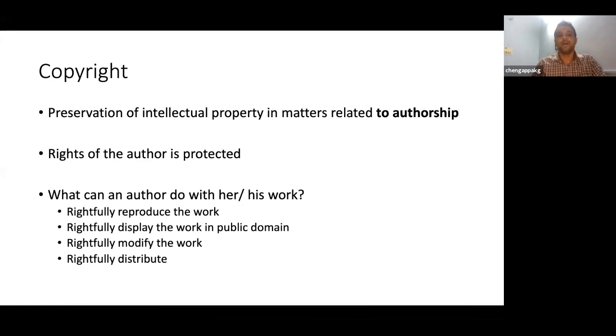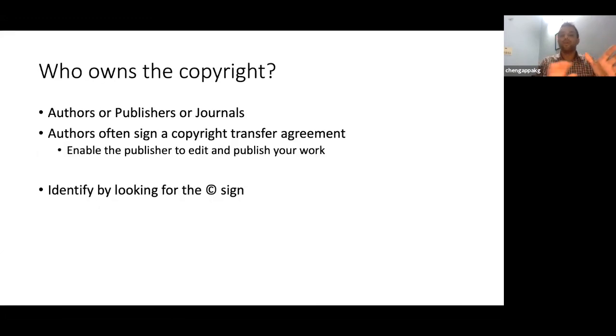So then the question comes, okay, fine, is the person who has written the manuscript always the rightful owner of the work? So we have to understand who owns the copyright. Usually when we write a manuscript and submit it to a journal, the journal asks for a copyright transfer agreement. Why is this required? If we don't give a copyright transfer agreement, the journal editor cannot edit the work or publish your work without your consent. So they take the copyright transfer.